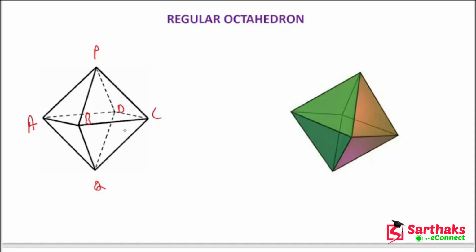Now, why are we calling it a regular octahedron? Because its base is a square. So that is why it is made up of a regular figure, which is a square. So it is called a regular octahedron. Octa is because of the 8 faces. Right. We have 8 faces, and that is why it is called an octahedron. So it looks something like this. This must be a square base.